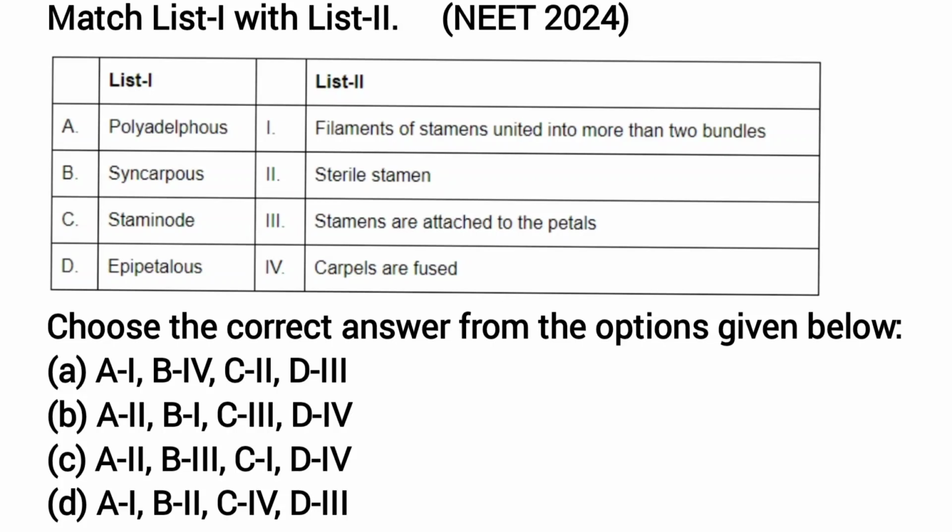We'll move to the next one, that is syncarpous. You know that syncarpous means it's a condition where the carpels are fused, and it is given in B4. So A1, B4 is given only in option A. So easily you can tick option A as the correct answer for this question.